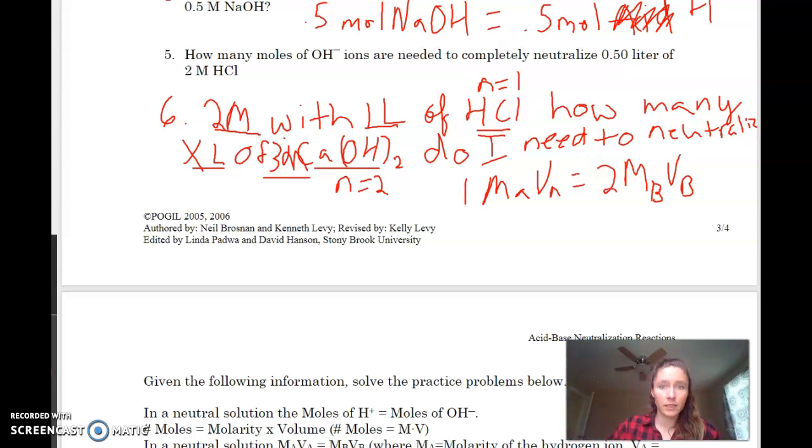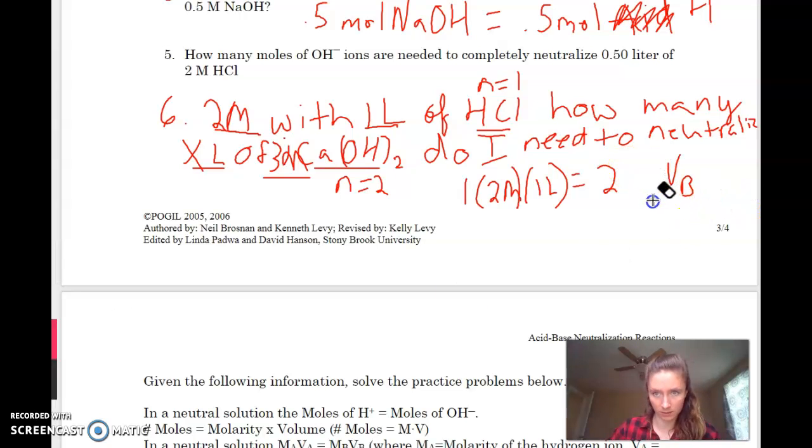Then I have my concentration and my volume for the acid, so I'm going to plug those in on the acid side as well. So I have 2 molar acid and I have 1 liter of it. And then we don't know the volume of the base, but we know its concentration is 3 molar. So I'm just going to plug in the concentration for the base. Again, we don't know what the volume is, that's what we're solving for.